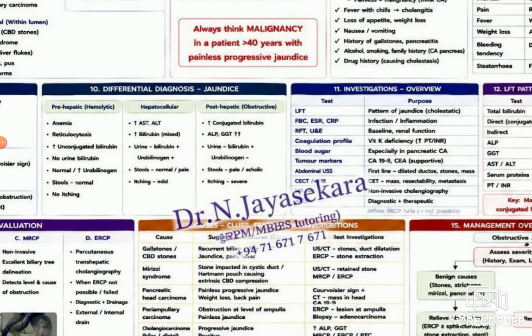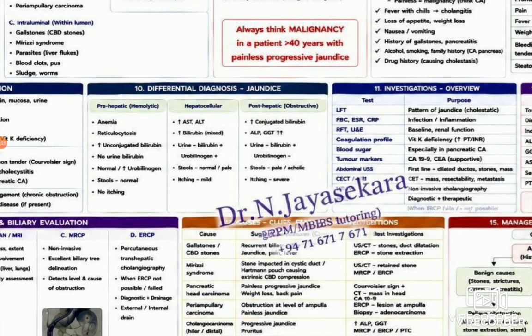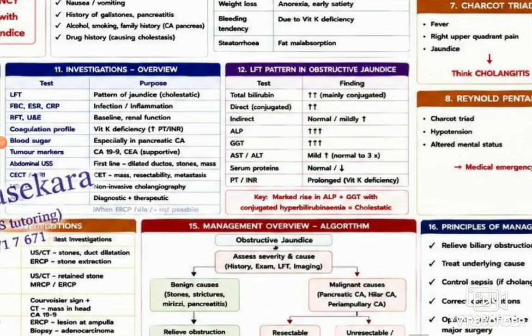Then the investigations. Now investigations become easy if you understand this pathology. Okay, so we'll go for the LFT pattern. Obstruction damages the biliary canalicular system, so the cholestatic enzymes rise markedly, ALP and GGT. AST and ALT may rise mildly, but not as much. So the classic obstructive pattern is markedly elevated ALP and GGT with conjugated hyperbilirubinemia.